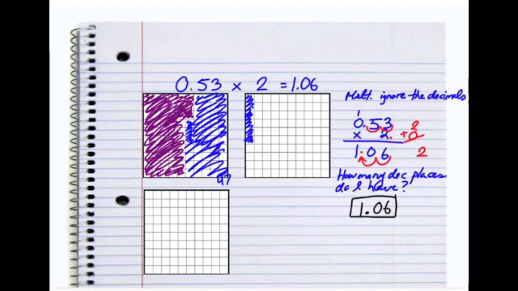You may want to write in, we added, or I guess we inserted. You didn't add anything. We inserted the same number of decimal places into our solution.